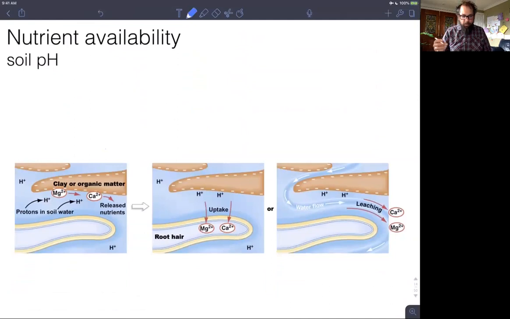What's being shown in this figure here is we have some clay or organic matter with negative charges on the surface. And then we have some of these positively charged essential nutrients, like calcium here or magnesium here. And both of those are bound to those clay particles, and so they're unavailable to the plant.